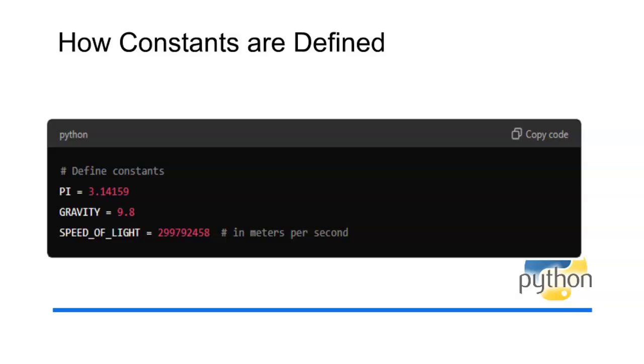Best practices. Use all uppercase letters with underscores for constants. Define constants at the beginning of your script or module. Lastly, use constants to replace hard-coded values in your code.